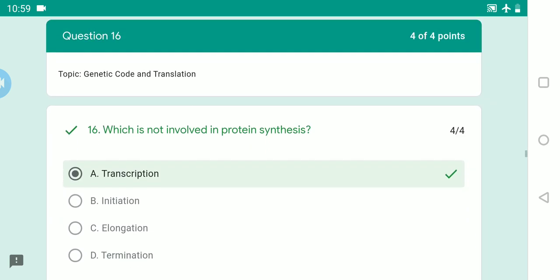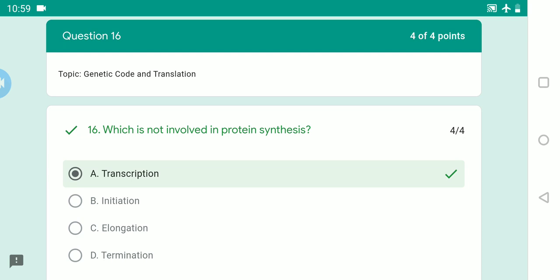The next question, which is not involved in protein synthesis? I told you, this is common sense as well as related to the central dogma of molecular biology. DNA undergoes replication, gives rise to the messenger RNA, which is known as transcription. Then the messenger RNA undergoes translation, and then it gives rise to protein synthesis.